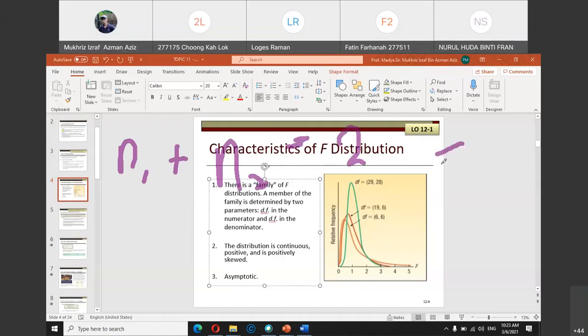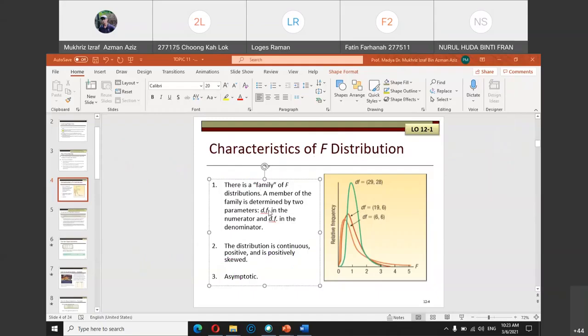So this will be the DF for a 2 sample hypothesis testing that we learn in chapter number 9. In chapter number 8, whenever you do a T test, your degrees of freedom will be n minus 1. This is the degrees of freedom under the T distribution. But for ANOVA, under the F distribution, you have 2 degrees of freedom.